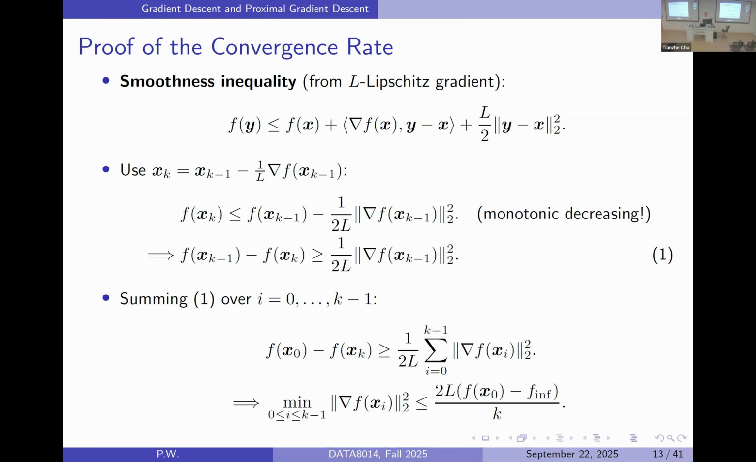Any questions about this proof? Very straightforward. But I left a key step: why can we derive the quadratic bound from the L-Lipschitz gradient? I can show you a little bit how we can prove this.